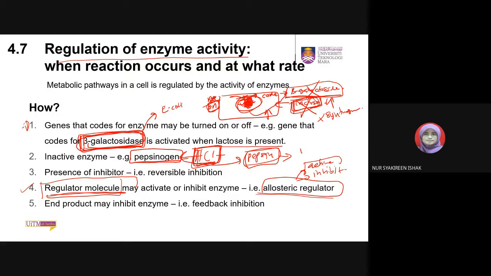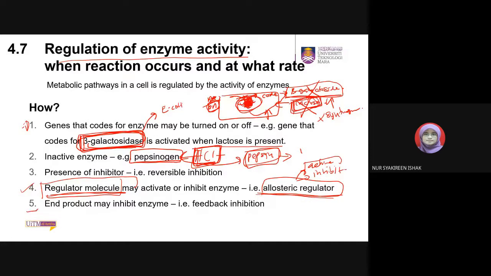Okay, so most enzymes initially are in inactive form. You have to activate the enzyme. Okay, so in order to activate the enzyme, you need an activator. But in order to inhibit the enzyme, you have to have an inhibitor. Okay, so this molecule, we call it a regulatory molecule that binds to the allosteric site. So therefore, we can also call it allosteric regulators.